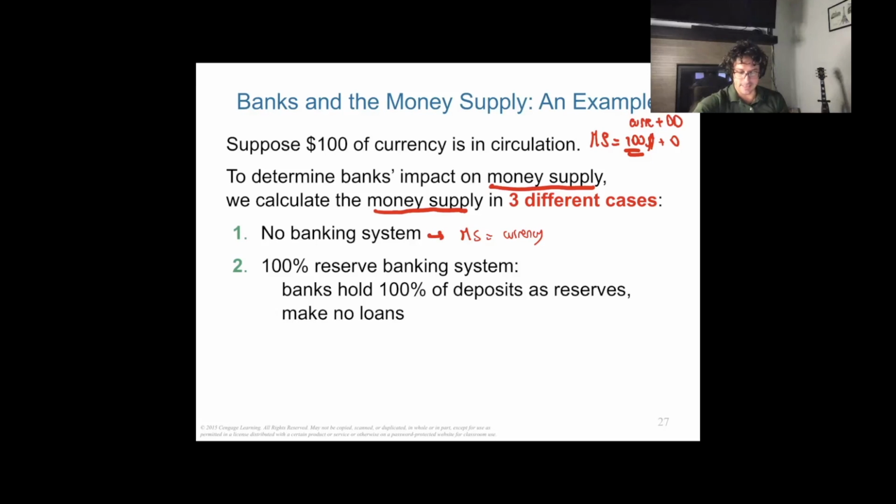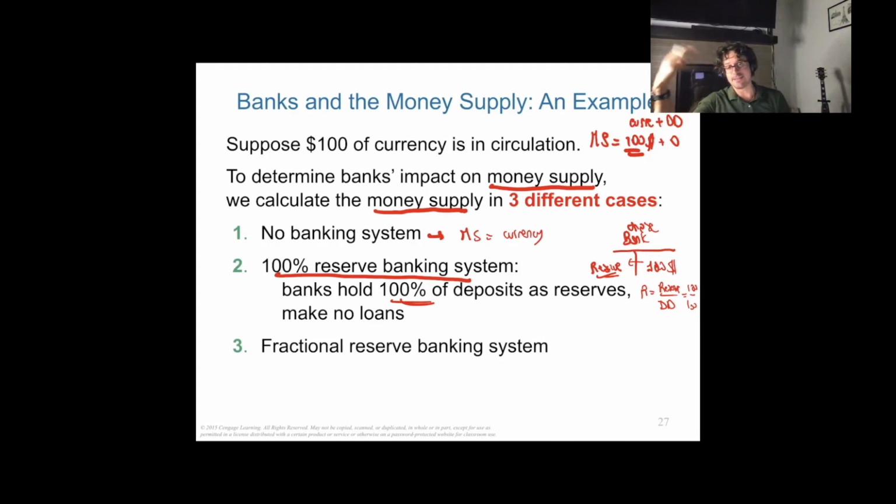The second is where there is a 100% reserve banking system. The idea is that banks like Chase are in a very simple business. They receive demand deposits, $100, and they put everything in reserve. They don't make loans. The reserve ratio is equal to reserves divided by demand deposits. What is it? It is equal to 100 over 100, which is 100% of the reserves.